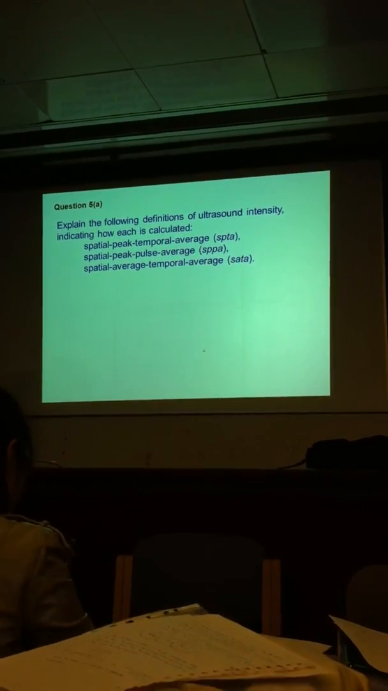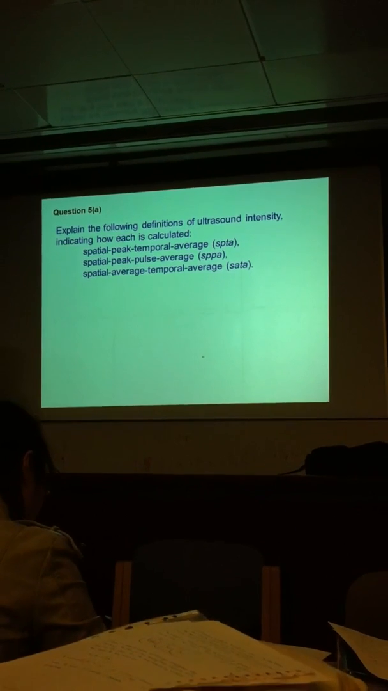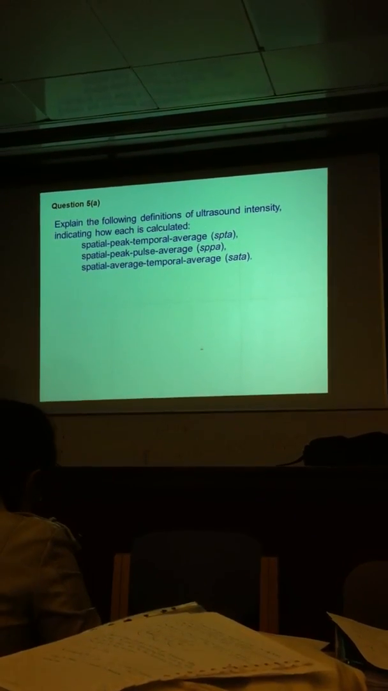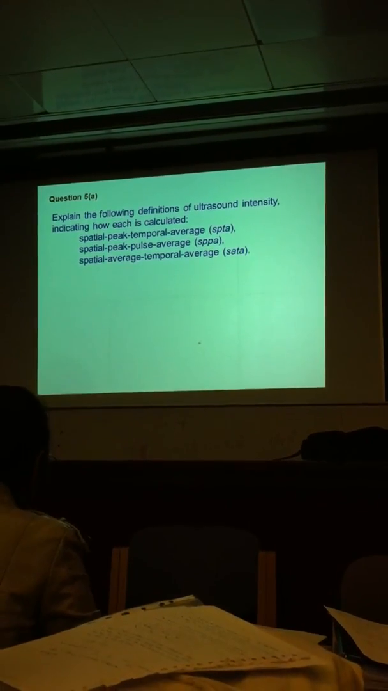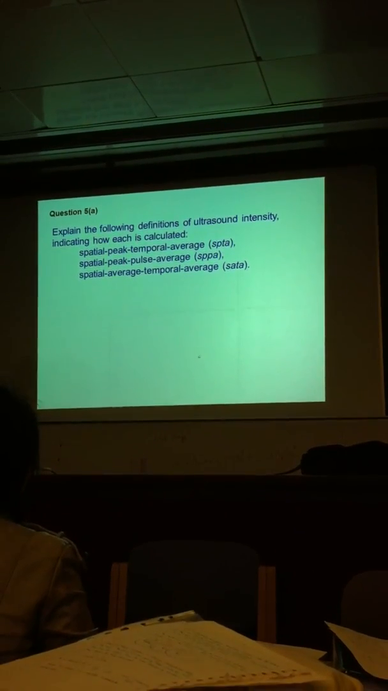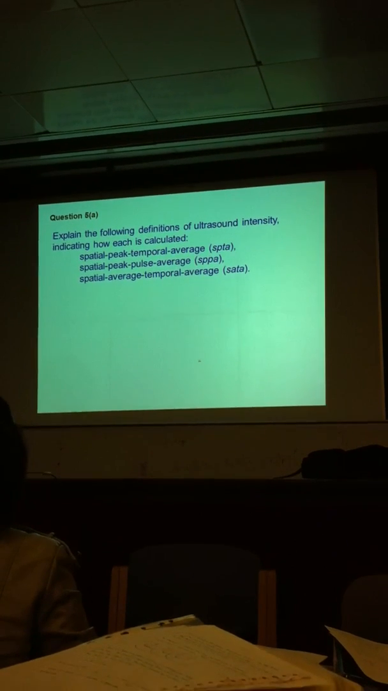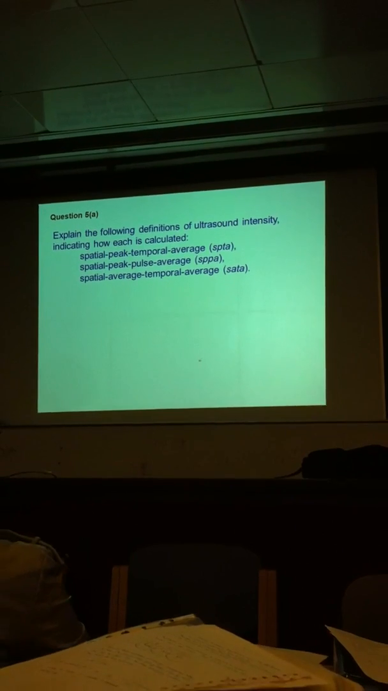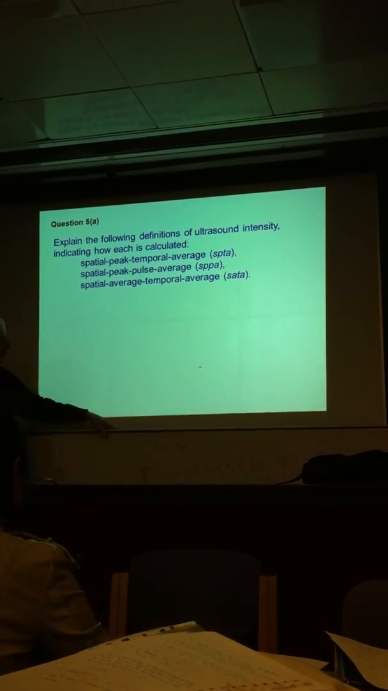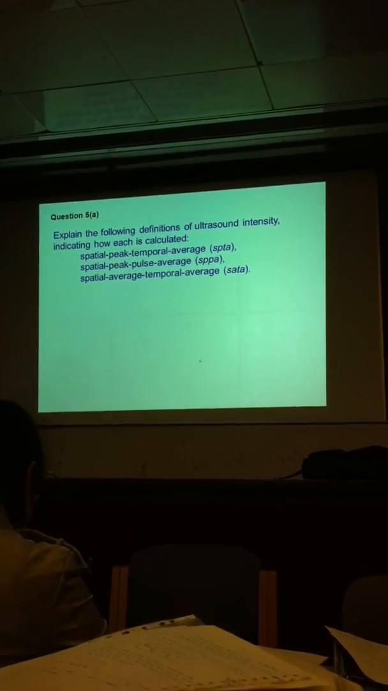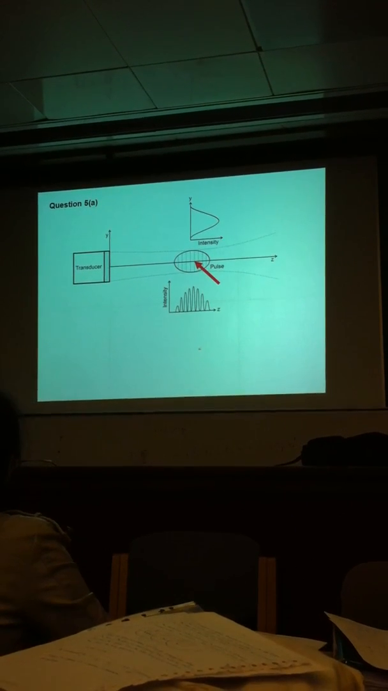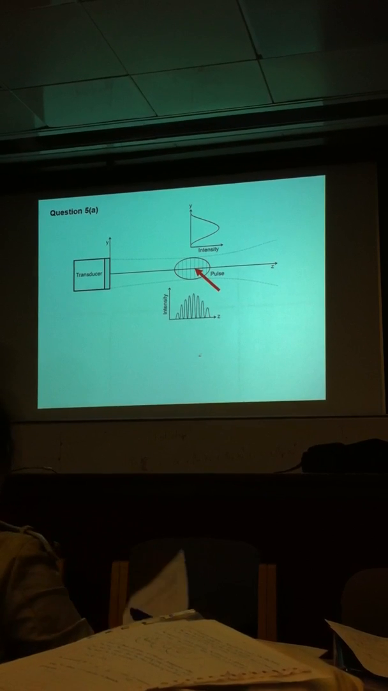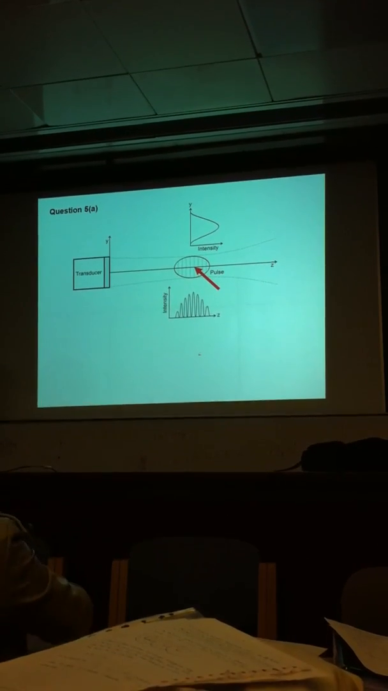Finally, the second part of question 5. The first part of question 5 is on ultrasound safety standards. It says explain the following definitions of intensity, indicating how each is calculated: spatial peak temporal average, spatial peak pulse average, and spatial average temporal average. Well, just a quick reminder of why these are different, where they come from.